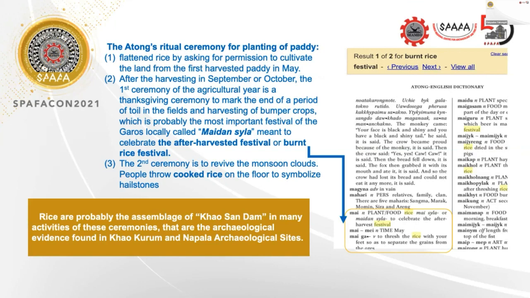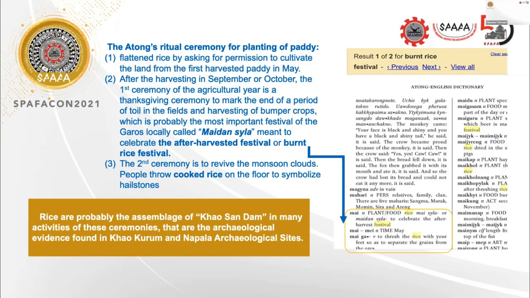Then the third ceremony is to revive the monsoon cloud. People throw cooked rice on the floor to symbolize hailstone. What is the meaning of hailstone? Hailstone means dark. So they may use some kind of this Mai rice or dark rice to symbolize the hailstone. So I think this one is probably the dark rice or khao san dam, the burnt rice or cooked rice to symbolize hailstone. So I think this probably is khao san dam in many activities of these ceremonies, in the archaeological remains at Khao Kuram or Naprak, probably. This is what I try to interpret of these artifacts. Next, please.